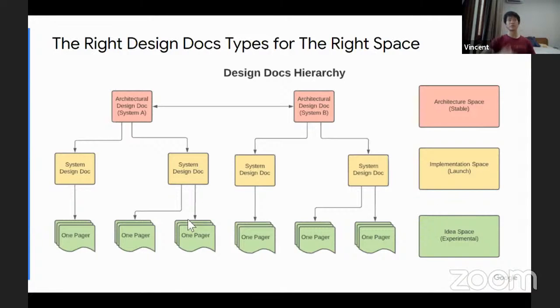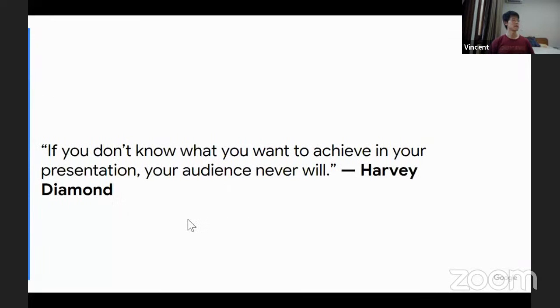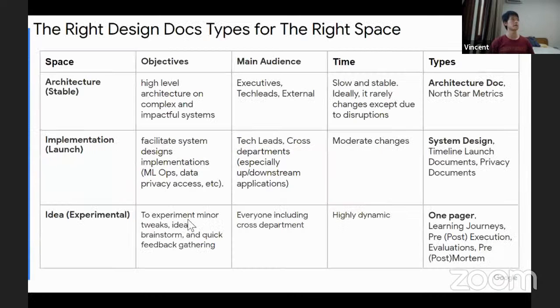So there are some spaces that we see here: experimental space, launch space, and stable space, right? And this by Harvey Diamond. If you don't know what you want to achieve in your presentation, your audience never will, right? So design docs are meant to understand first what your audience is, and then deliver what that audience really cares about, right? So these are a little bit of highlights about what each of the space really represents and how you should cater your design docs based on the space, right?